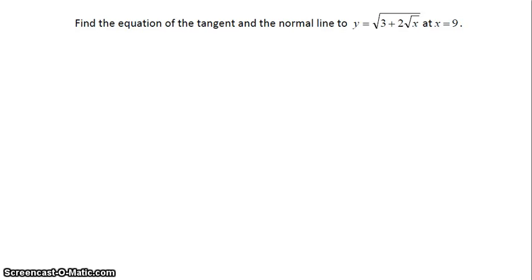Okay, in this video I'm going to show you how to find the equation of the tangent and the normal line to a given curve. In this specific problem, the curve has an equation y equals the square root of 3 plus 2 times the square root of x. We want to find the tangent and the normal line at x is equal to 9. Okay, but how do we find the equation of the tangent and the normal?